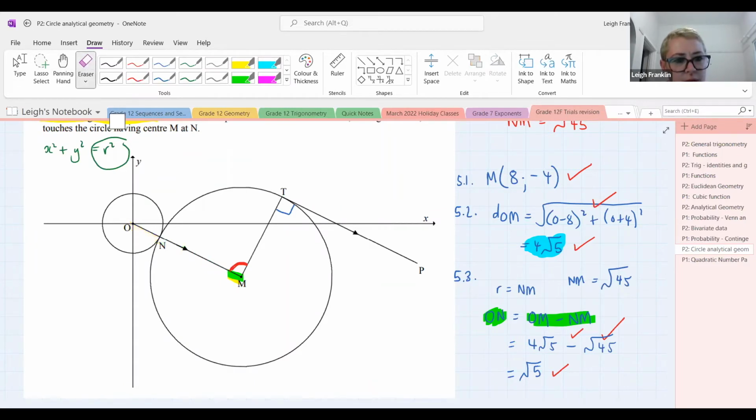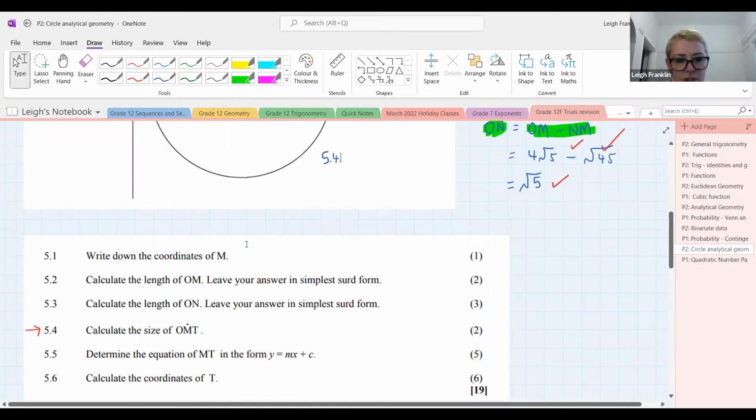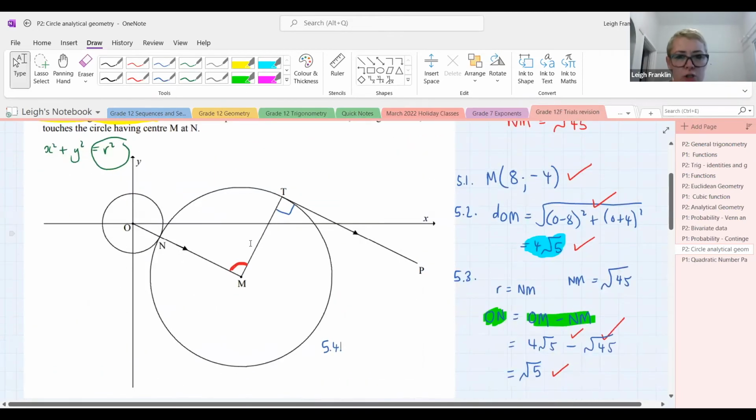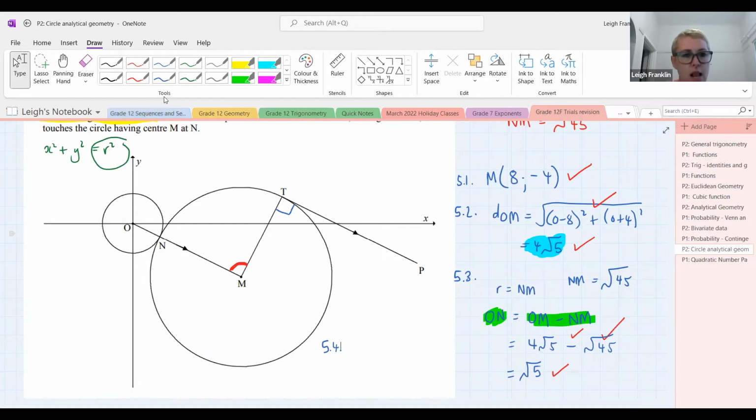What do you think? OMT, so the angle in red. Any ideas as to how we're going to calculate the size of OMT? Again, look at the mark allocation. It's for 2 marks. So it can't be something too difficult or too complicated. Again, what's already part of our story? What do we know?